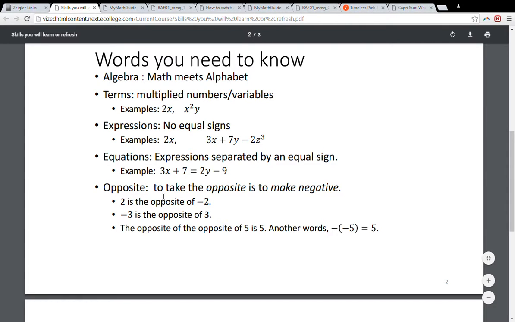Okay, what is an opposite? To take the opposite of a number is to make that number negative. So for instance, if you're given the number 2, the opposite is negative 2. Negative 3 is the opposite of 3. And then there's the opposite of the opposite. The opposite of negative 5, for instance, is 5. In other words, negative of negative 5 equals 5.